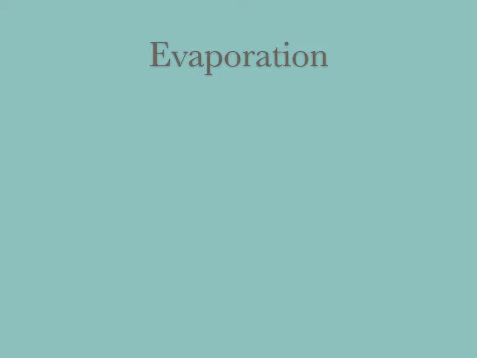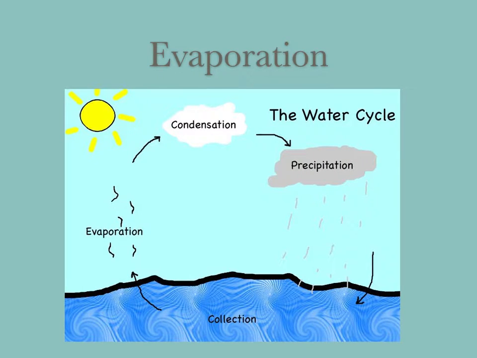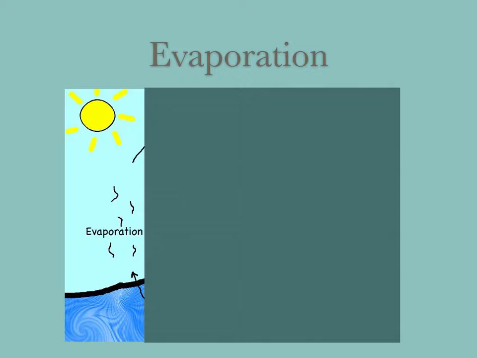Evaporation is the first part of the water cycle. We can see that evaporation is over on the left of our diagram. Let's take a closer look at just that section. Evaporation happens when the sun heats up water on the ground. The water is evaporated from rivers, lakes, oceans, and ponds. When the water is heated, it becomes steam, or water vapor.